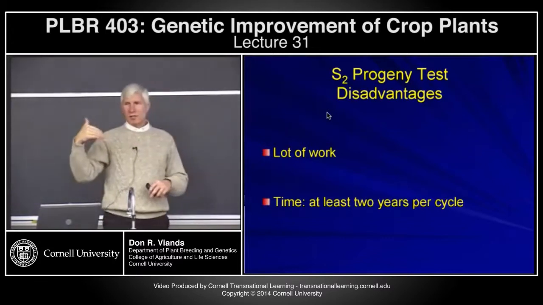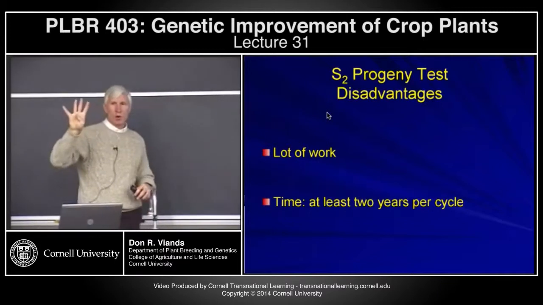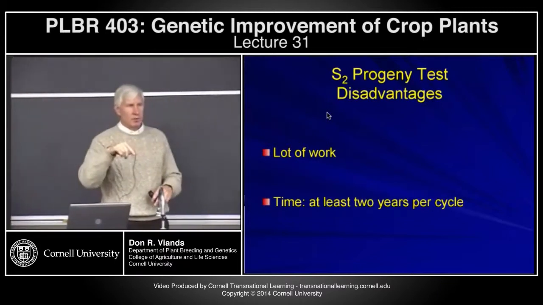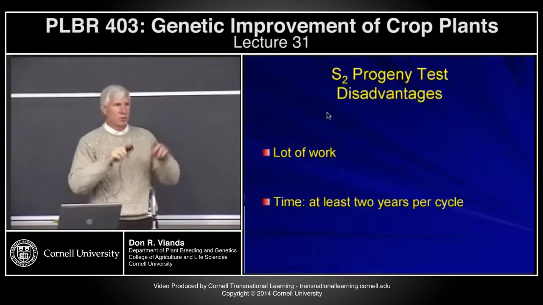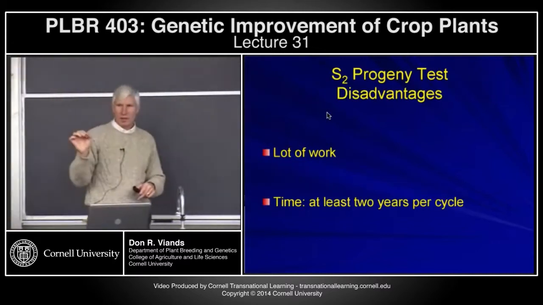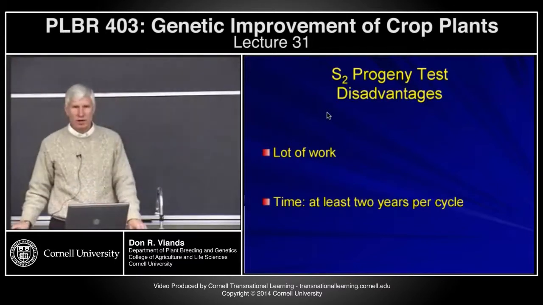The only time there's any open pollination is in season 4 where you're growing out plants from remnant seed of the superior S2s so that you can get genetic recombination. Good question. Any other questions or comments that you have?